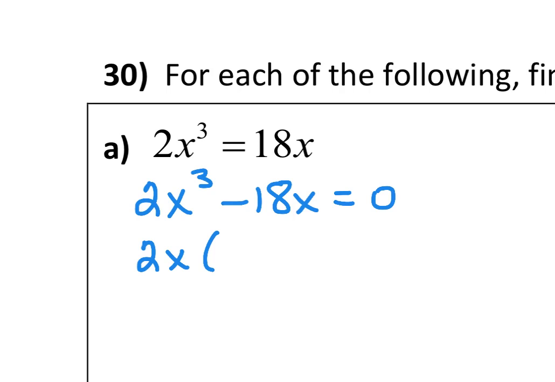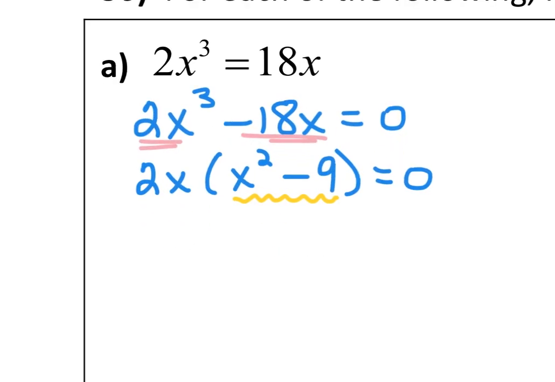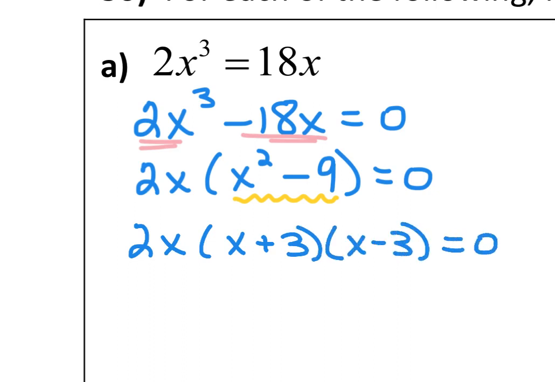And when I take 2x out of 2x squared or 2x cubed, I end up with just x squared left. When I take 2x out of negative 18x, I'm left with negative and then 9, but I've divided out the x, so there won't be an x in that. Then x squared minus 9 is also factorable. I have to keep that 2x, and then x squared minus 9 is x plus 3 times x minus 3, and all of that equals 0.